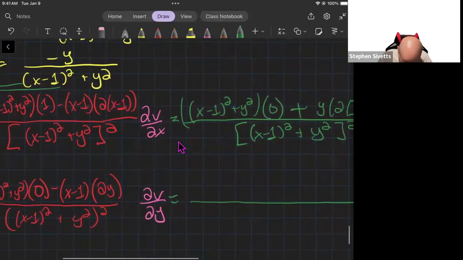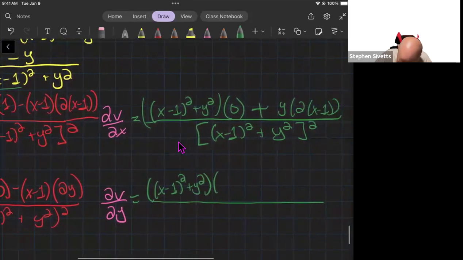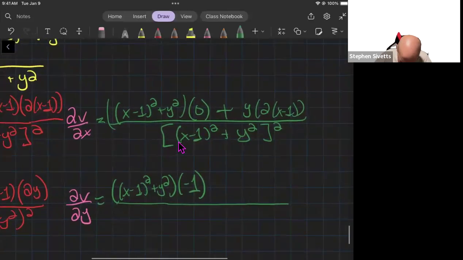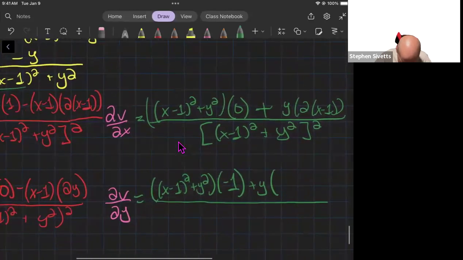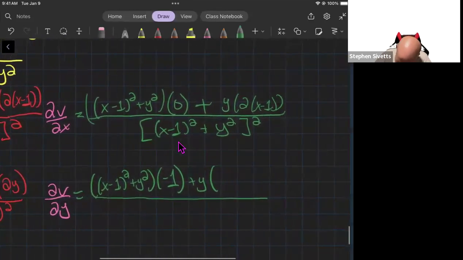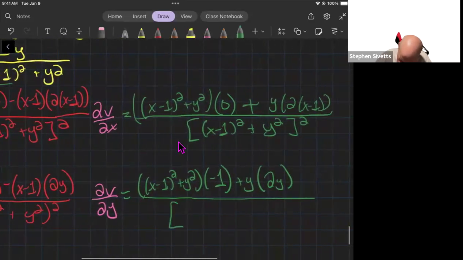All right. Partial of v with respect to y. So we'll have x minus 1 squared plus y squared times minus 1, minus high, so plus y times the derivative of the low function. So that is 2y over the denominator squared, x minus 1 squared plus y squared, squared.